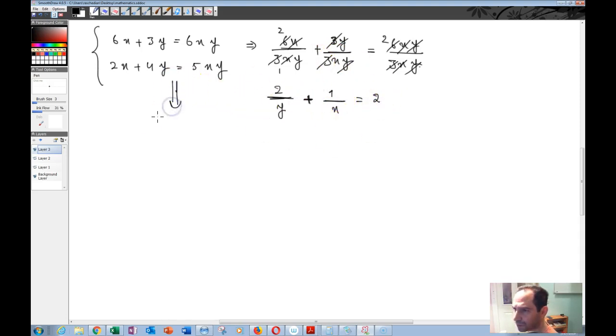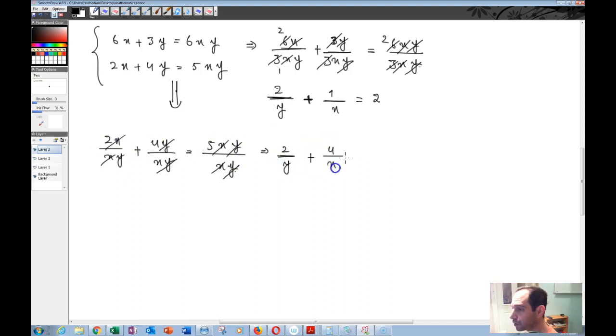This equation over here, again, you can divide by xy. So you can write 2x divided by xy plus 4y divided by xy is equal to 5xy divided by xy. And there is no coefficient that I can divide by, meaning that there is a 5 over here, there is no point in dividing by a constant. So these will cancel out, and so you will have 2 divided by y plus 4 divided by x is equal to 5. So I call this equation number 1, and I call this equation number 2.